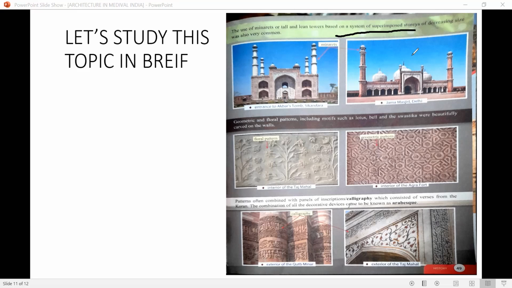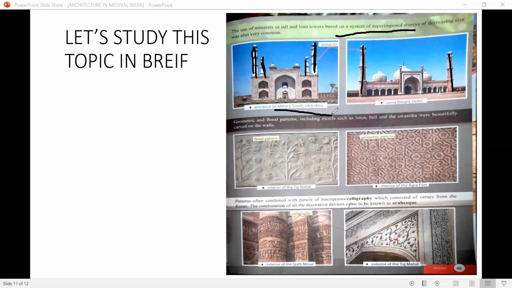So we'll write the line as: the use of minarets, or tall and lean towers, based on the system of superimposed stories of decreasing size was also very common. Listen to me carefully. Okay, so over here we can see the minarets, these thin tower-like structures. We also see them on the Taj Mahal, on the Red Fort, on the Jama Masjid in Delhi, and in Akbar's tomb in Sikandra. So it is very popular in Indo-Islamic architecture.